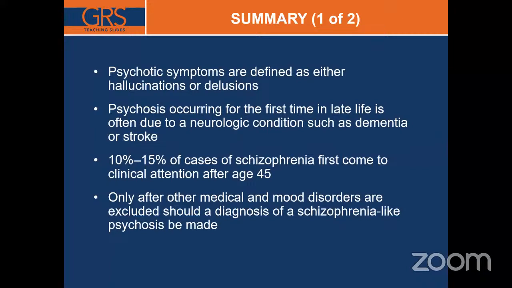Psychotic symptoms are defined as either hallucinations or delusions. Psychosis occurring for the first time in late life is often due to neurological conditions such as dementia or stroke. 10 to 15% of cases of schizophrenia first come to clinical attention after the age of 45. Only after other medical and mood disorders are excluded should a diagnosis of schizophrenia-like psychosis be made.